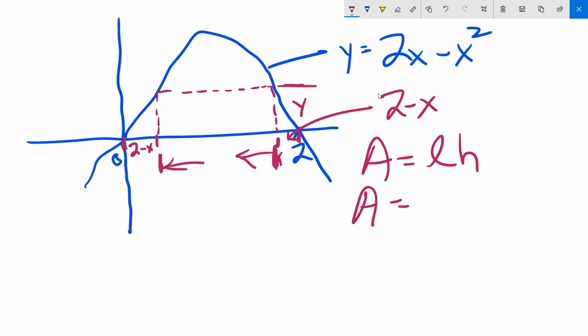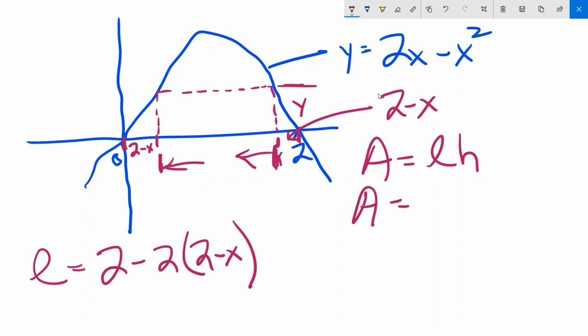What's the length of that rectangle? I haven't labeled it because you've got to use the two sides of it. Is the length 2 minus those little pieces, right? Yes, 2 minus 2 times 2 minus x. There you go. That's the length of that rectangle.